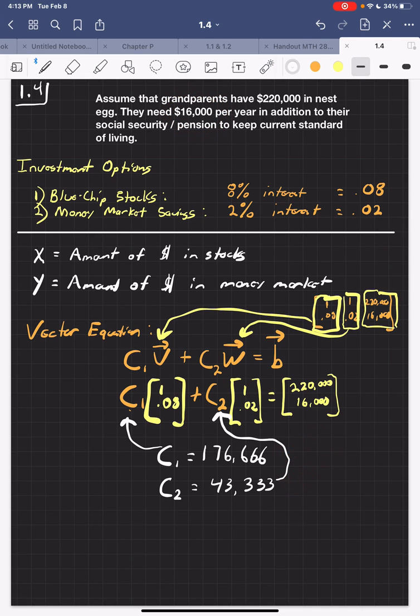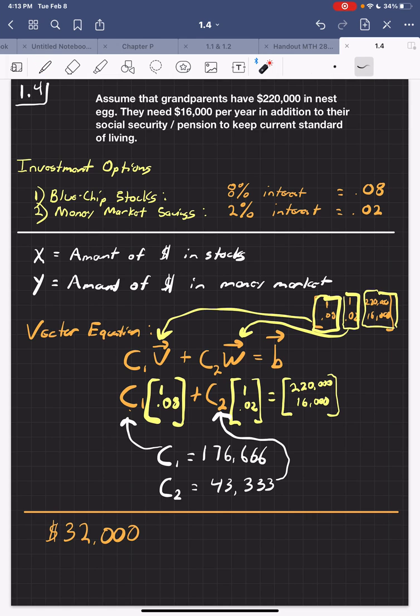What if everything about this problem was the same, except what if your grandparents mentioned that they need an extra $32,000 per year in income, right? So instead of needing an extra $16,000 per year in income, they said they needed an extra $32,000 per year. Well, the math would be the same. The setup would be the same. And I encourage you to do everything that we just did with this problem, but now use $32,000.